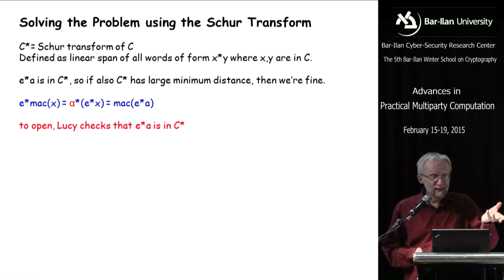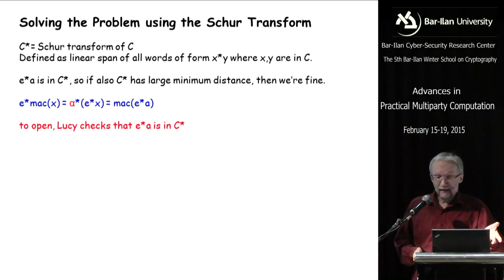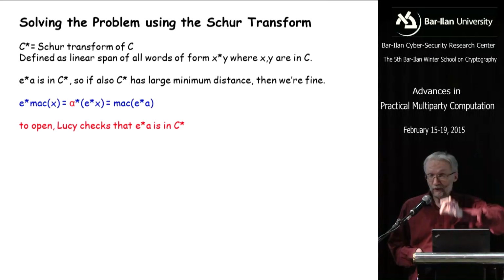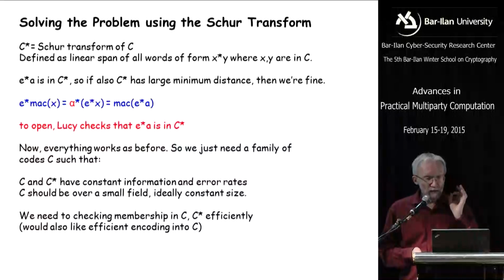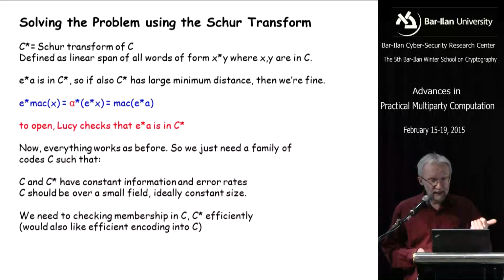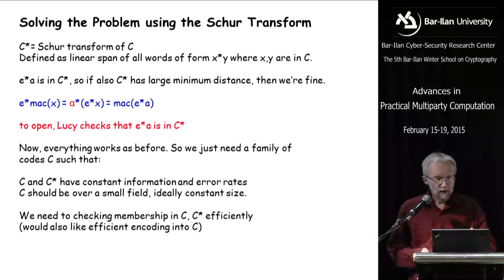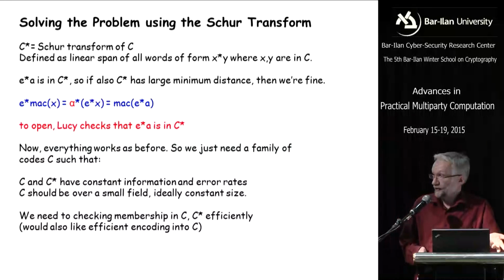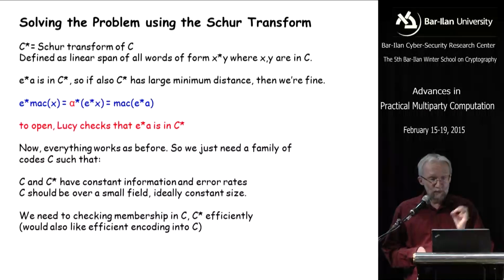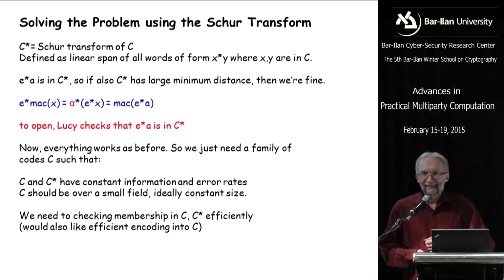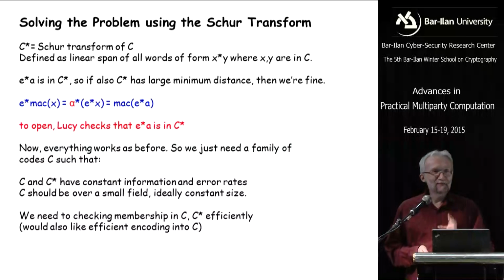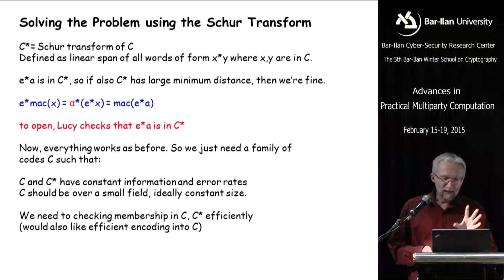Of course, this places demands on the code. It must have this property that both the code itself and the Schur transform must be good codes, which is certainly not guaranteed always. So you need a family of good codes, such that both C and C star have constant information and error rates, and we hope it's over a small field, ideally a constant size field. And we'd also like to check membership in C and C star efficiently, and efficient encoding into C, just to be generous. This seems like lots of demands, which indeed it is, but there are constructions that achieve something like this. Not entirely, but I'll get back to what you can exactly get.